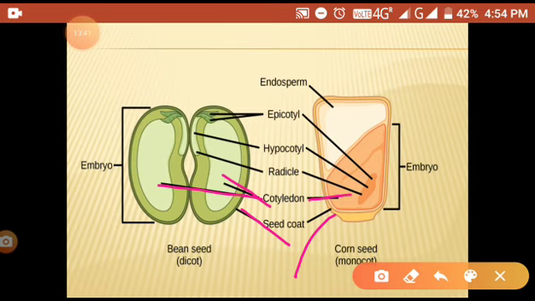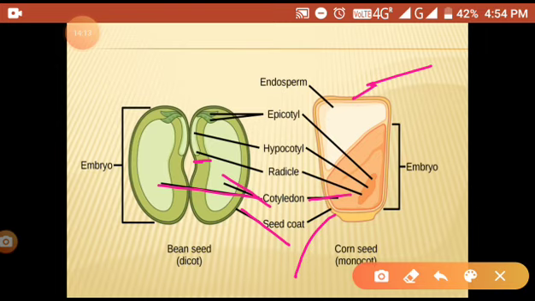Then another part I am telling you is the micropyle. Here one pore is present. This is called micropyle. From this pore the water can enter into the embryo for the embryonic development. Then the next part is the cotyledon, that I already told you, and the embryo I already told you.